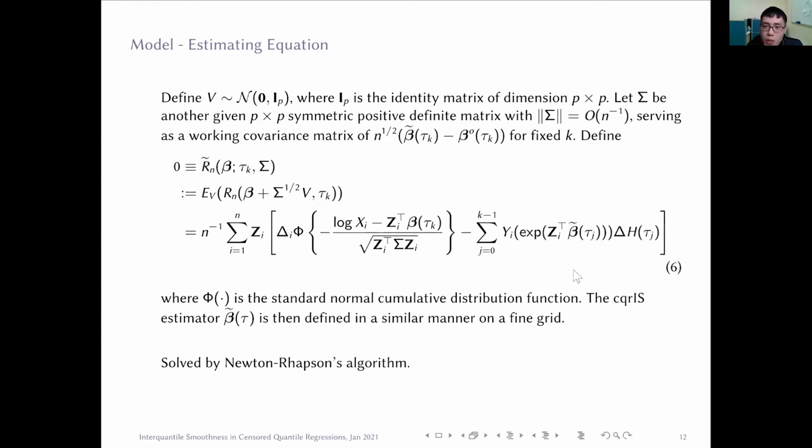Then we will have formula 6 for our proposed estimator. We will name our estimator the SECRET estimator. And it can be defined on the same grid, and the estimates are obtained by Newton's algorithm.